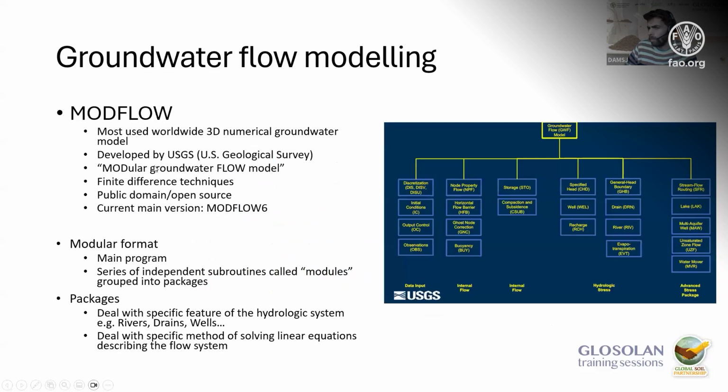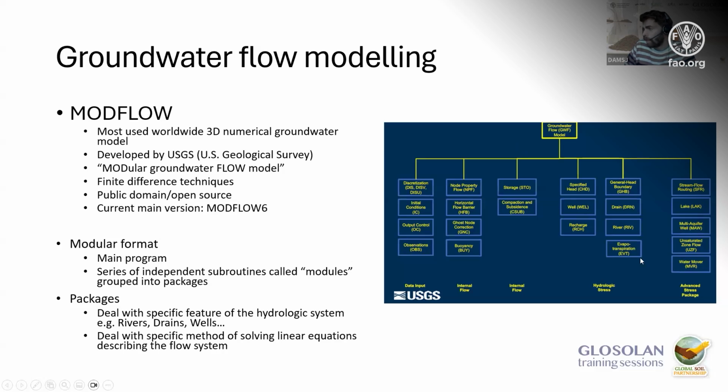It's an open source model provided by the USGS. It's a modular model and it uses finite difference techniques. The most recent version is the ModFlow 6 version. The fact that it is modular is quite interesting. So you have a basic package that does the calculation work, but then you can use all kinds of submodules depending on how complex you want to make your models.